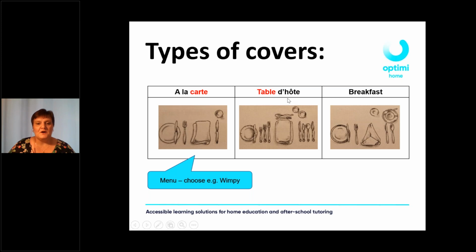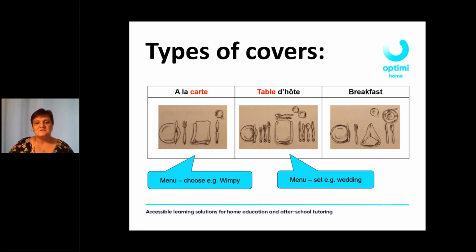Then we get a table d'hôte cover, and that means that it is a set menu. So in other words, like a wedding, we know exactly what is going to be prepared for the guests, and therefore they will put the cutlery according to the menu. So in this case, let's say fish, soup, entree, or main course, and then your dessert. So the cutlery will be placed on the cover according to the wedding set menu that was decided on.